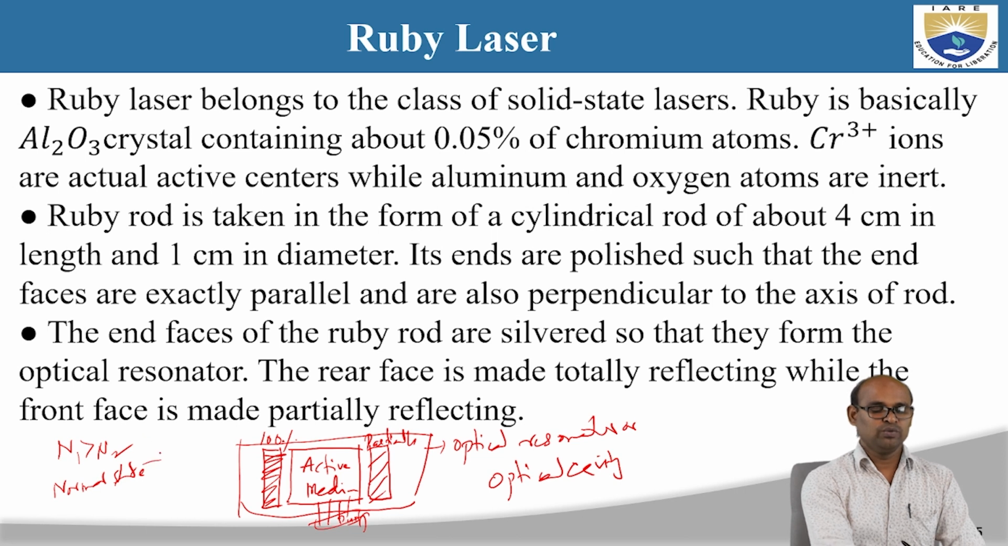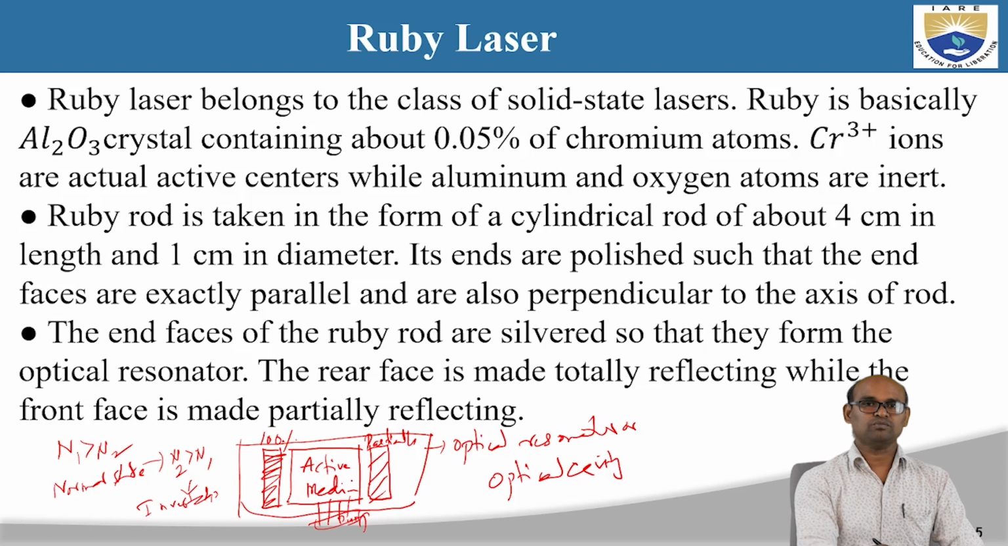So what do you need? You need a population inversion state where N2 is greater than N1, and this is called the inverted state. To achieve this population inversion, we are going to connect this active medium to a pump. Using this pump, we supply energy to the active medium, so that the atoms will excite from the ground state to the excited state, and then N2 greater than N1 will be achieved. That is, population inversion is achieved.